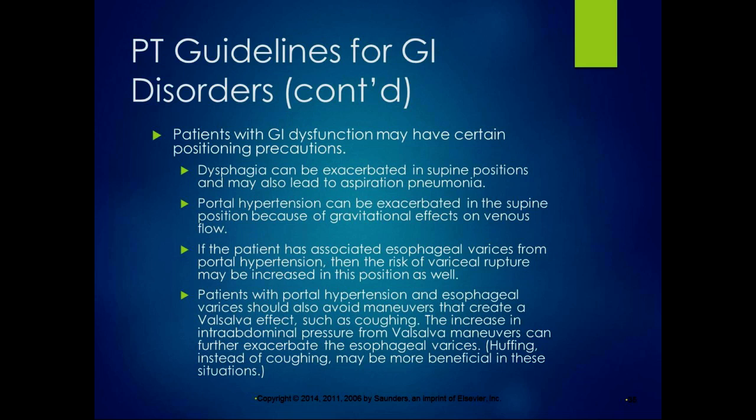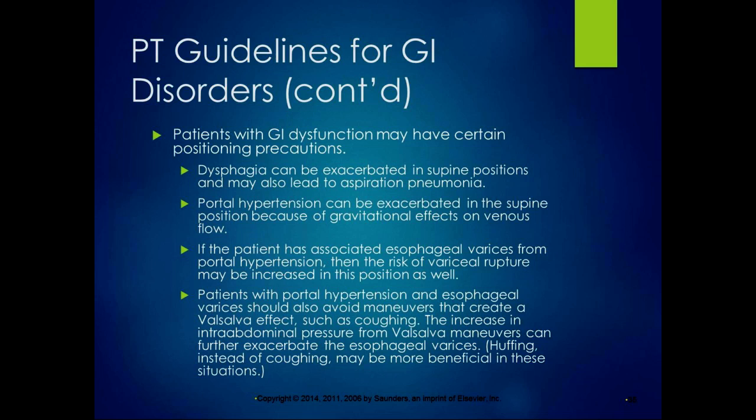So patients with GI dysfunction also might have certain positioning precautions. Dysphagia, which we'll talk about, is difficulty swallowing, and it can be exacerbated if they're lying down. It also might lead to aspiration pneumonia. So you want to position them correctly. Portal hypertension can be exacerbated in the supine position because of gravitational effects on venous flow. If the patient has esophageal varices from portal hypertension, then the risk of the rupture of those varices can be increased in a supine position as well.